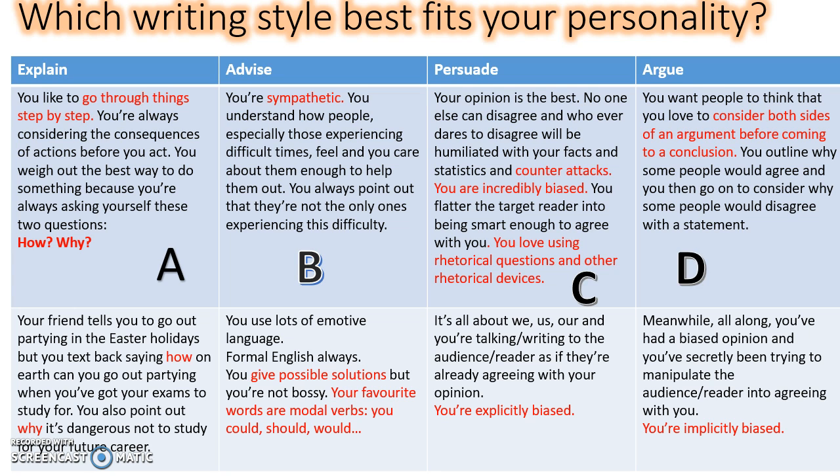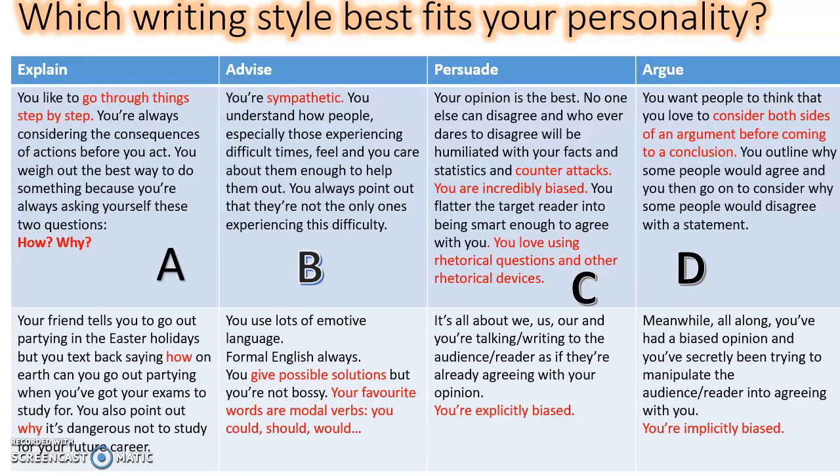Okay. Once you've decided which person represents you the best, you can find out which writing style you are similar to. Now, the only reason I'm doing this is so that you know the differences between explain, advise, persuade, and argue. Persuade is when you are completely biased. You don't really care about other people's opinions. And if you do talk about them, you just attack them. You belittle them. You start off by saying, some people might say, and then you go off to say, however, that is ridiculous because blah, blah, blah.